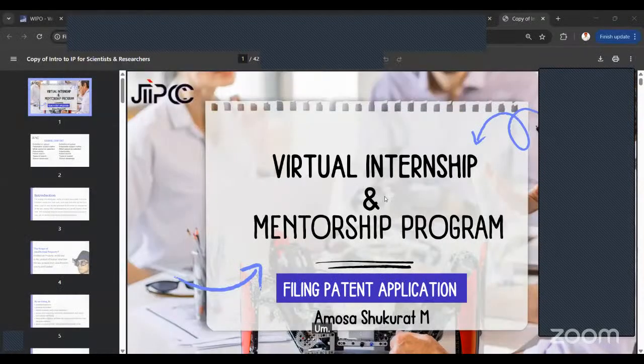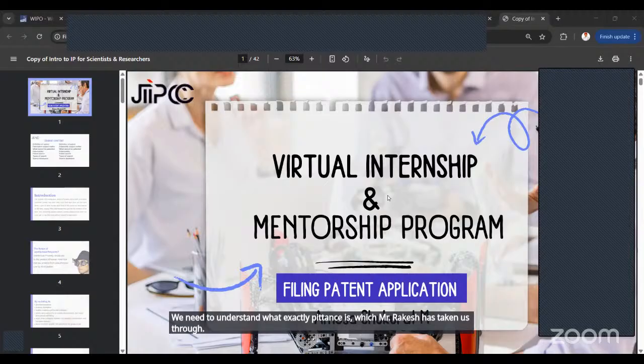It is up. Okay, so good afternoon, everyone, and welcome to today's presentation. Today we'll be looking at patent drafting. But before we get to patent drafting, we need to understand what exactly a patent is, which Mr. Rakesh has taken us through.